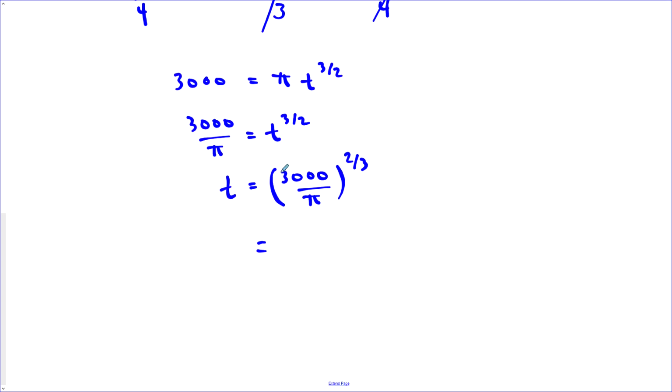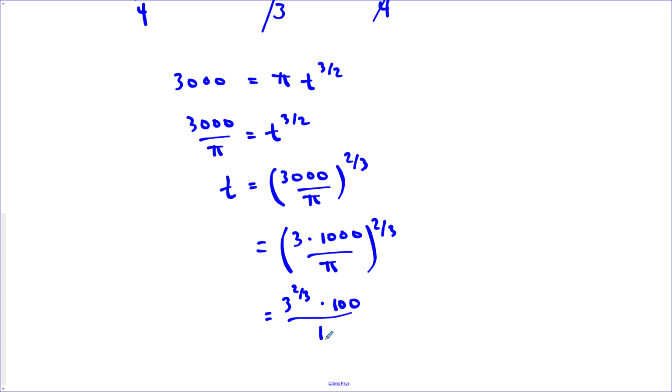Okay, and we can try to simplify this. We've got 3,000. We can split that up into 3 times 1,000 over pi, looking for that perfect cube. 3 is not, 3 to the 2/3. Cube root of 1,000 is 10. 10 squared is 100. So we can simplify it like this. I don't know if that's any better though, but it's always worth trying.